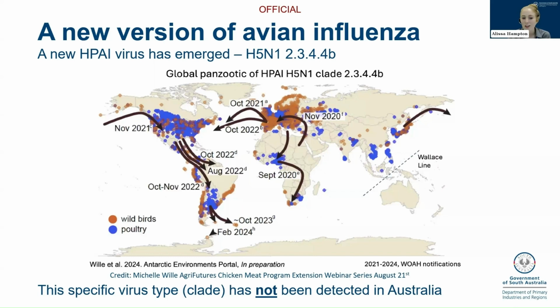This new clade could theoretically make its way to Australia via long-distance flyways, by birds moving between Australia and Papua New Guinea, or now up from Antarctica via birds or even mammals.